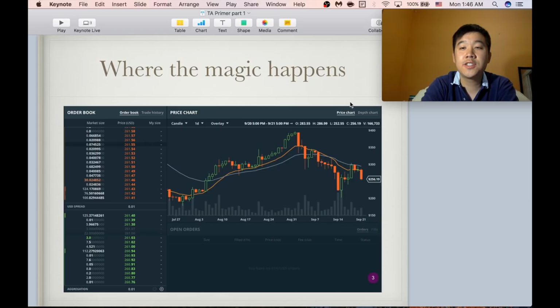And so to kick this all off, this is where all the magic happens. That's your typical TradingView, which shows you historical price movement and the current price. And so you have the order book, which shows you currently what the buy orders and sell orders are. And you see the price chart of a certain time span. Candlesticks are what these are called. Moving averages, volume, and your choices for different time frames.